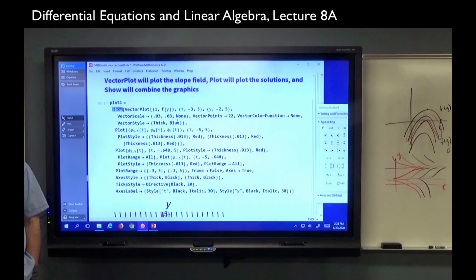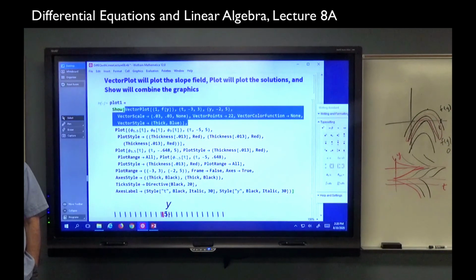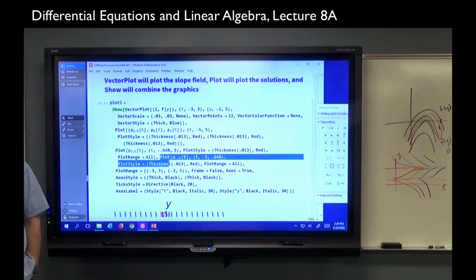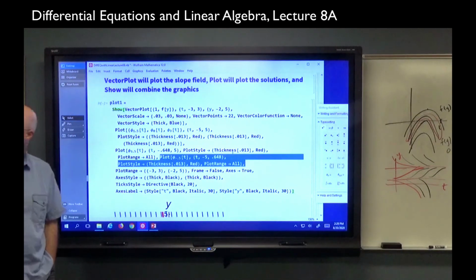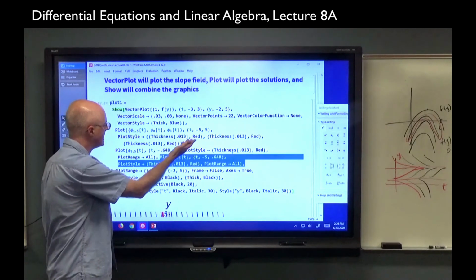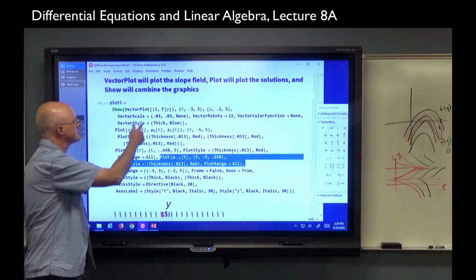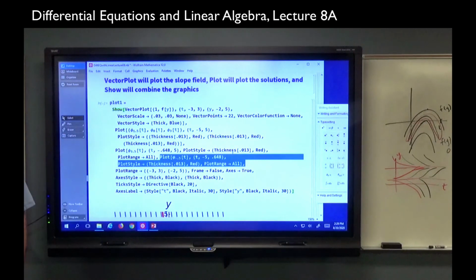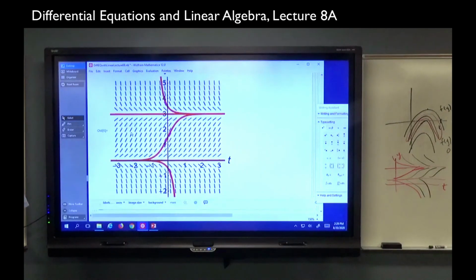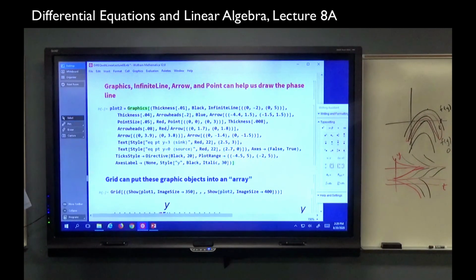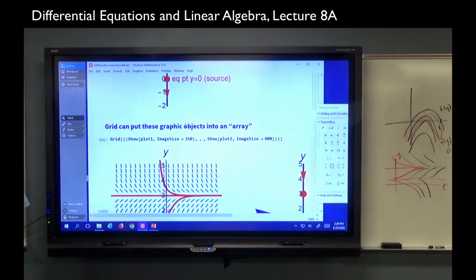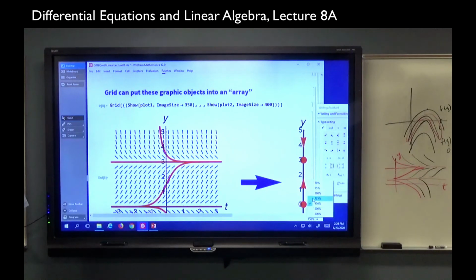So I'm combining this VectorPlot right here, this plot right here, this plot right here, this plot right here. These solution functions have a certain thickness and are colored red, and this vector style is blue, the slope field is going to be blue, with a certain plot range, etc., and it gives you this graph that you can already see a little bit of right there. This will plot the phase line. I'm not going to get into details. We can put them together in a grid, an overall picture like this.